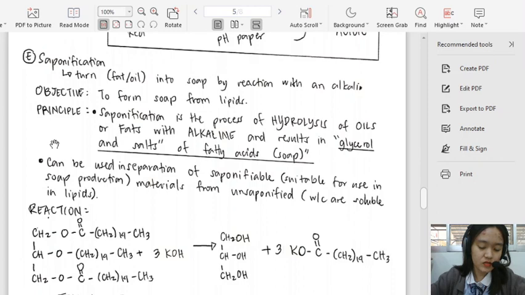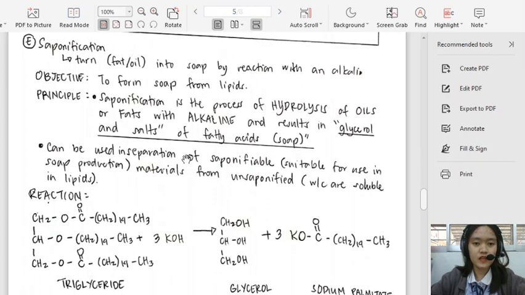Remove the watch glass, drive off the alcohol, and add 20 ml of water to the gelatinous mass. The final product in step number 2 of the procedure is actually a gelatinous mass. Then you add 20 ml of water to it in order to form a liquid soap. The liquid soap, or the solution of the soap, is what you use for the tests on properties of soap.